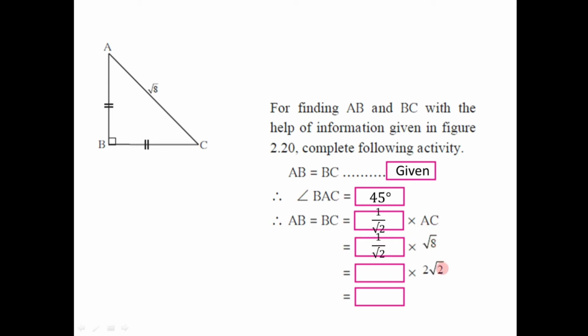So this root 8 can be simplified as 2 root 2, and 1 by root 2 as it is. Now here 1 by root 2 into 2 root 2. Root 2 in the numerator and denominator will get cancelled. So we'll have just 2. That is, length of AB and BC is equal to 2 units.